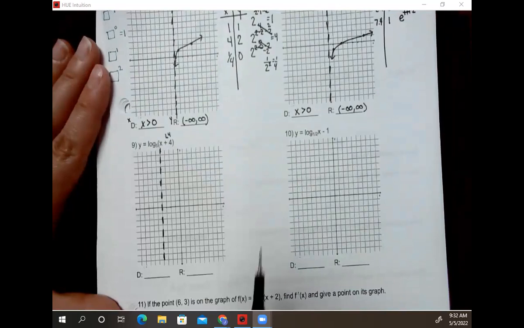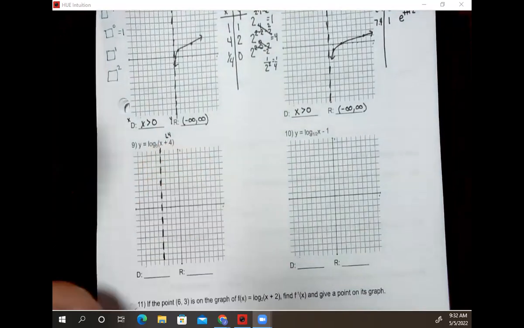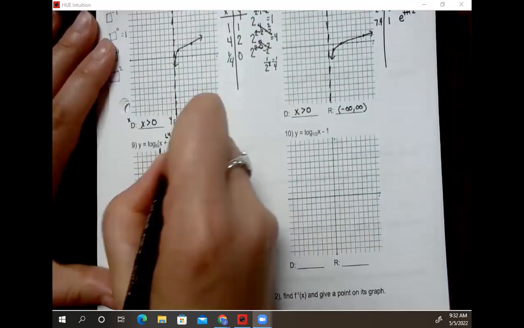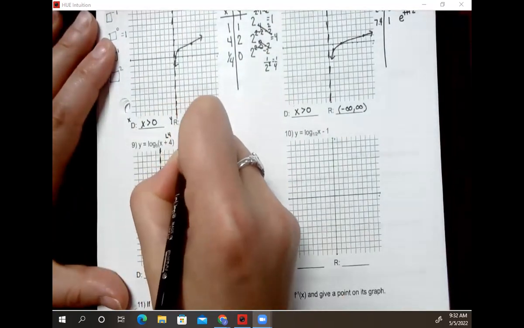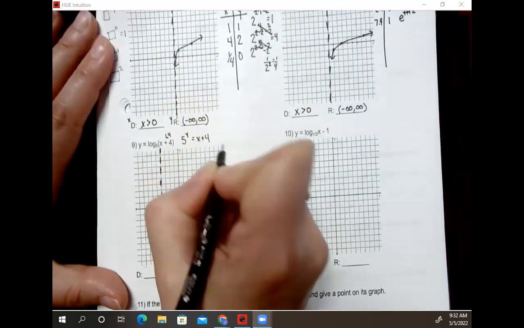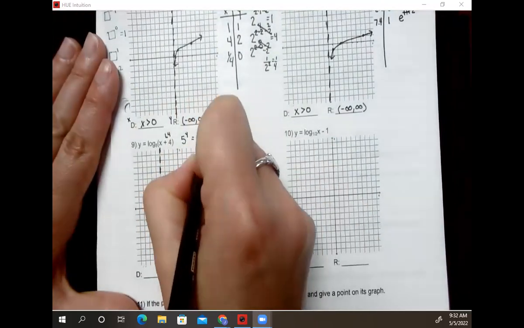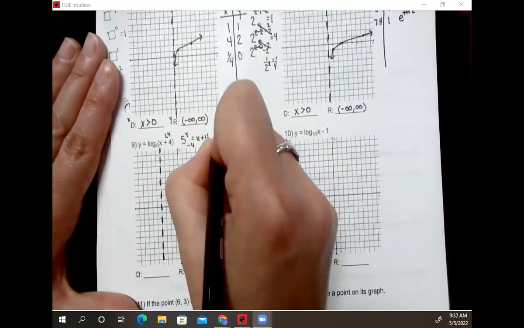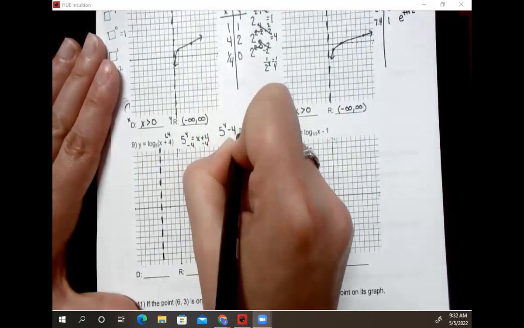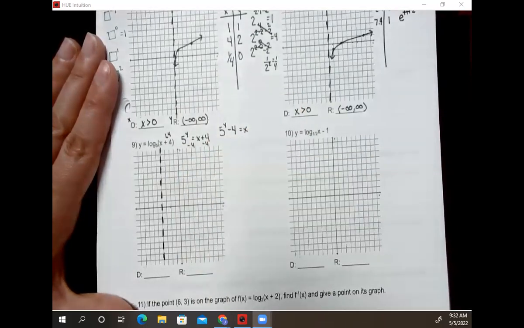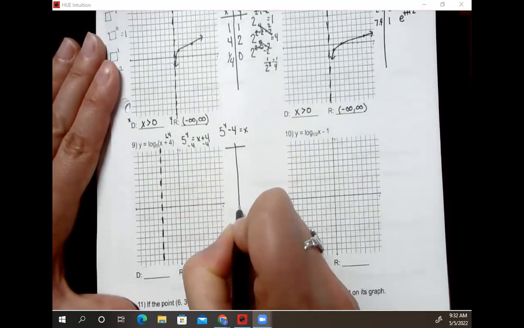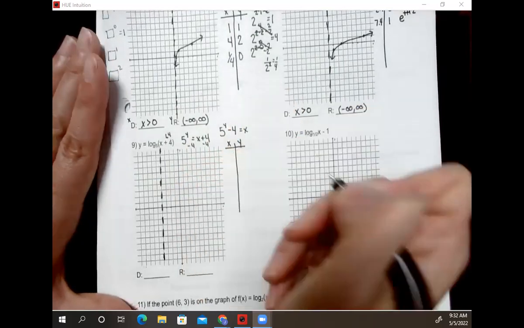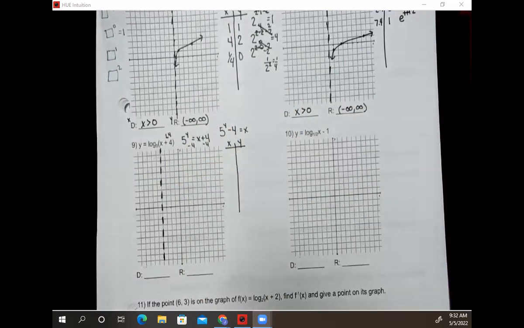Now we're going to go ahead and rewrite this in its exponential form. Since this plus 4 is in parentheses with x, I'm not going to touch it. I cannot touch it because that's part of the argument. So I have to rewrite it out of that log form first. So this would be 5 to the y equals x plus 4. And then if you want to go ahead and move the 4 to the other side, so you can do all the work on one side, that would be fine. And now, just like before, I'm going to pick some values for y to plug in and see what I get for x.